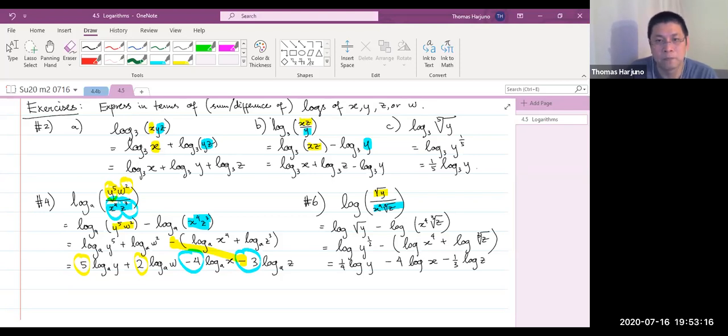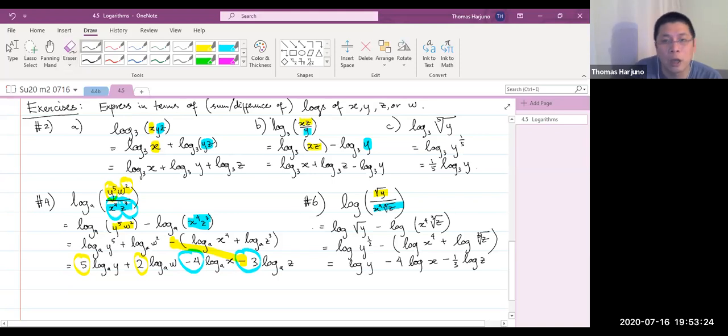Okay, oops, I think I made a mistake here. It should be 1/2 here. Yeah, good thing that I go over that again. Now, in the last example here, you see this is y to the power of 1/2, right? So the 1/2 goes to the front of that y. Okay, and then x to the 4th on the denominator, so you will get negative 4 for the coefficient for log x. And likewise, cube root of z is on the denominator, that's why you have that negative. The cube root means the power of 1/3 with z.